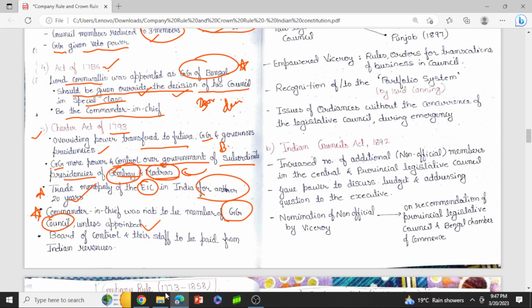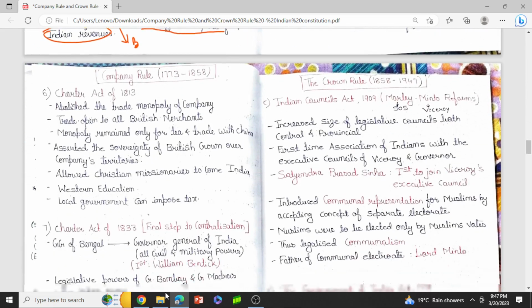So he can be a member, but unless he is appointed, he won't be. Board of Control. So this is your British Parliament, right? Double government introduced this Board of Control, and their staff were to be paid from the Indian revenues. So now they started being paid from the Indian revenues only.